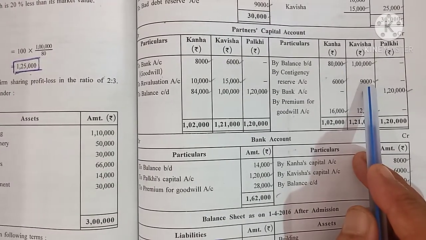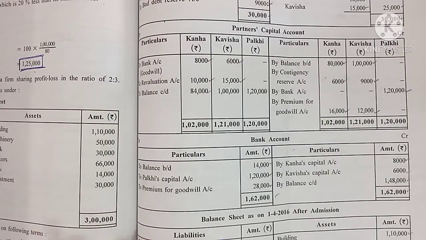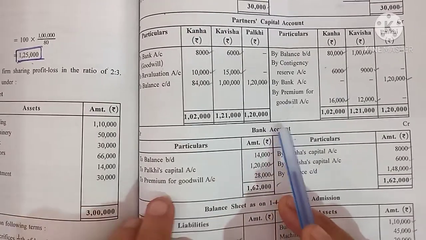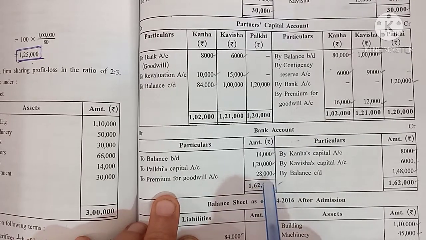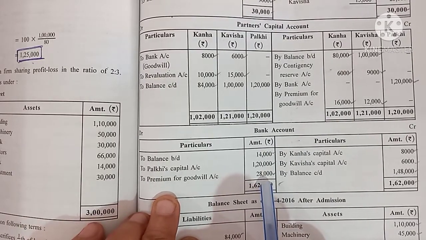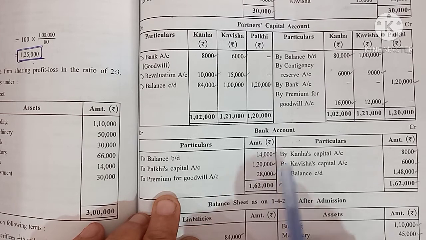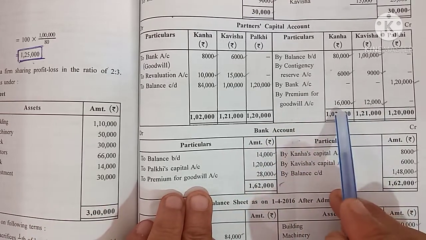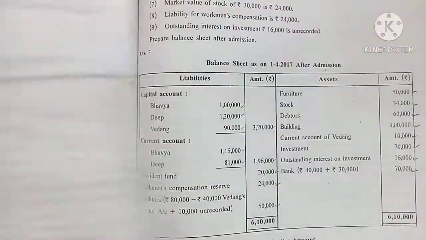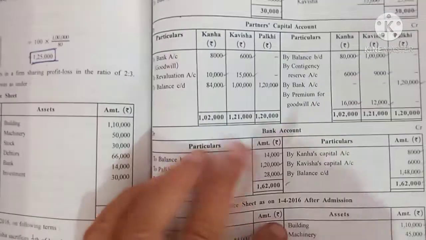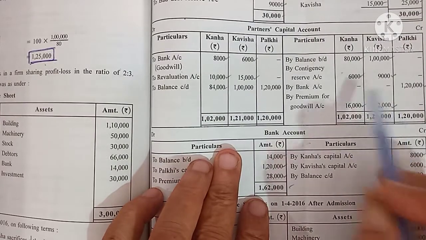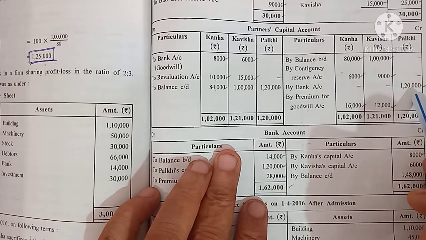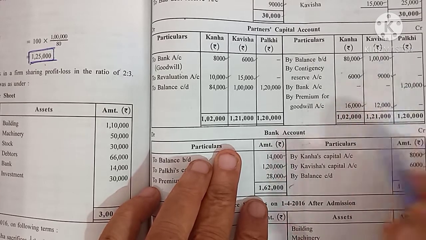Next, second, goodwill of the firm is valued at 80,000. We already got the goodwill of the firm. So the journal is there. Bank account debit to premium for goodwill 28,000, and premium for goodwill account credit by Kanha's capital and Kabisa's capital, that is 16,000 and 12,000. Just now I told you this. So 16,000 and 12,000, you got it. So on this side 80,000, 1 lakh, 6,000, 9,000, 1 lakh 20,000, 16,000, 12,000, everything you got it.